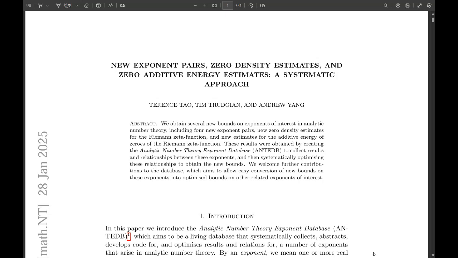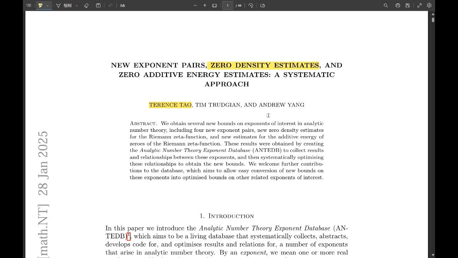Because today we're diving headfirst into analytic number theory. We're looking at a paper that's using this incredible tool called the ANTEDB, the Analytic Number Theory Exponent Database. And get this, they're using it to push the boundaries of what we know about zero-density estimates. Yeah, the ANTEDB is really a game changer.